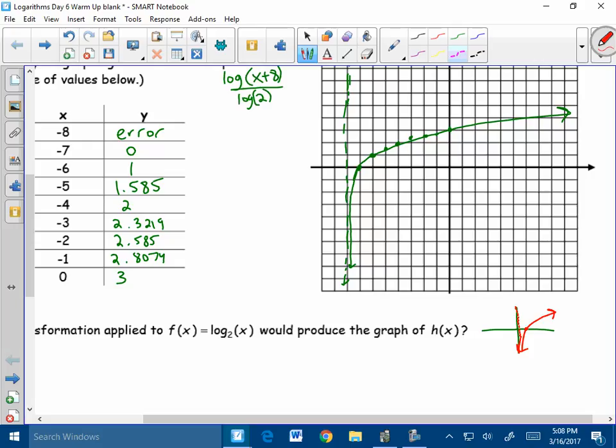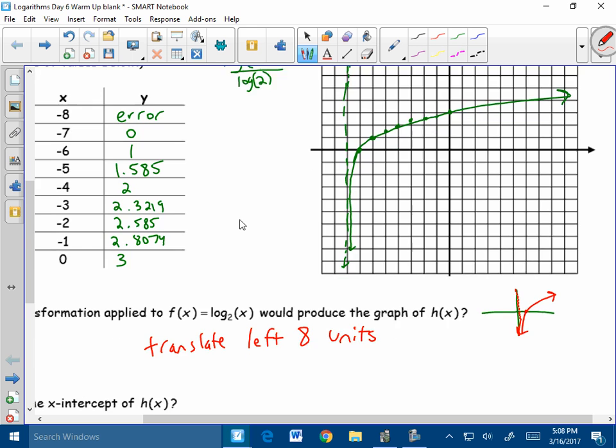Then it's the inverse of an exponential. So our log graph, instead of going through (1, 0), is now going through here at (-7, 0). Right, so that means it's been translated to the left 8 units. And so translated to the left 8 units.